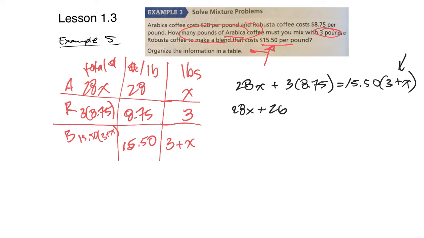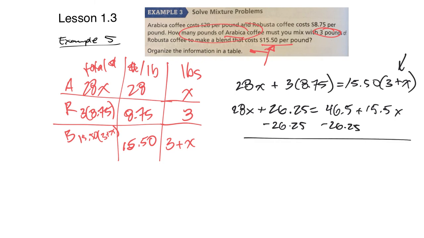28x plus 26.25. That equals 46.5 plus 15.5x. Now I'm going to start moving some things around. I'm going to subtract 26.25 from both sides. And that gives me 28x. These cancel. It gives me 20.25 plus 15.5x. Then I subtract 15.5x from both sides.